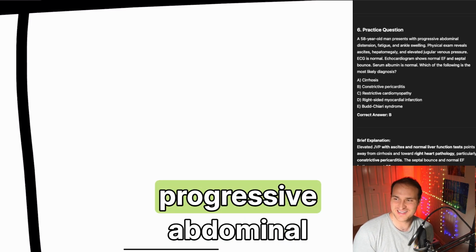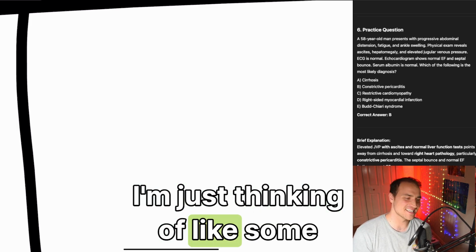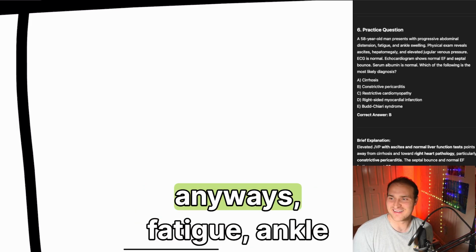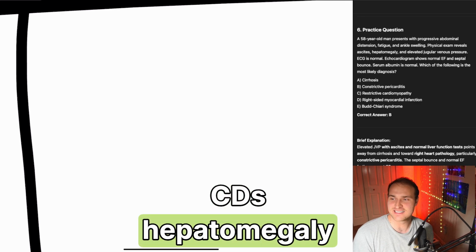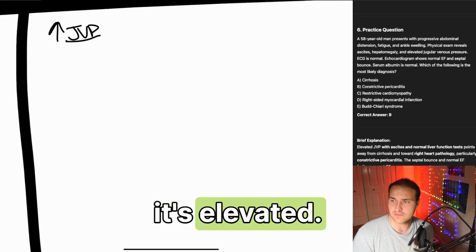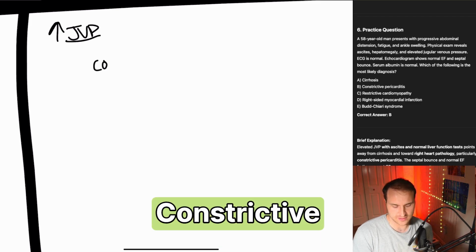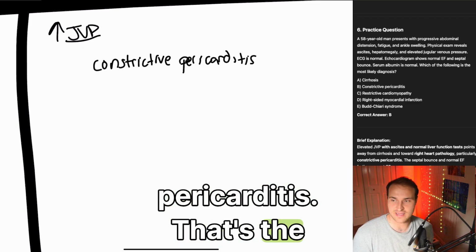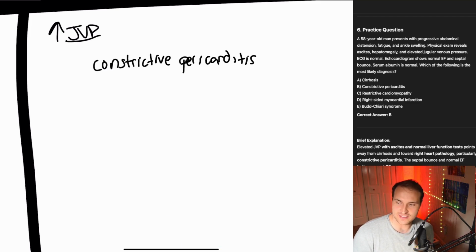A 58-year-old man has progressive abdominal distension. I'm just thinking of some people eating potato chips, like, oh, thanks, man. Anyways, fatigue, ankle swelling, CDs, hepatomegaly, elevated JVP. Boom, that's huge. JVP, it's elevated. So what's the diagnosis? Constrictive pericarditis. That's the answer. So elevated JVP with the CDs and normal liver function points away from cirrhosis.